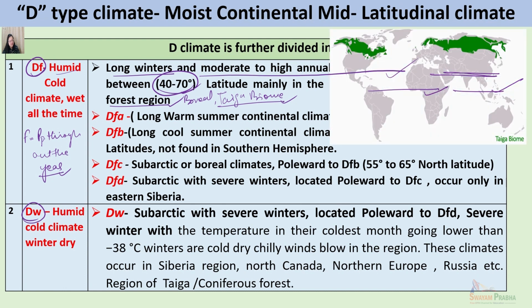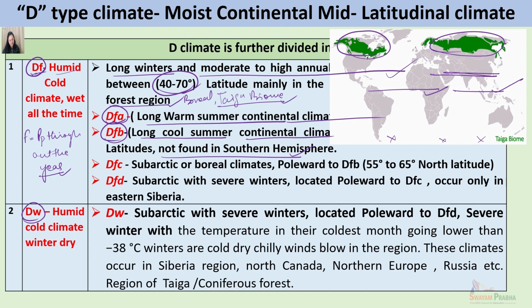So as you can see in this world map, that D type of climate is prominently experienced in the northern hemisphere. And the D type of climate is further divided into DFA, that is long warm summer continental type of climate, and DFB, long cool summer continental type of climate. But both these types of climates are found in the northern hemisphere specifically and not found in the southern hemisphere because of non-existence of land in these latitudes in the southern hemisphere.